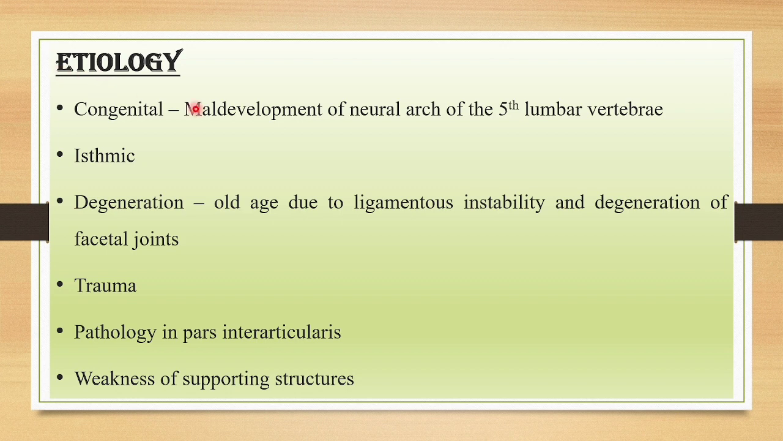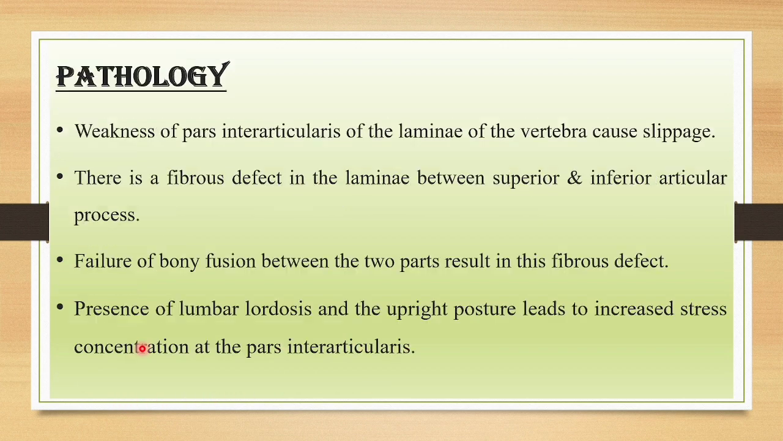So coming to the etiology, it may be either congenital, that is maldevelopment of the neural arch of the fifth lumbar vertebra, isthmic cause, or degeneration in old age due to ligamentous instability and degeneration of the facet joints, or it may occur due to trauma or any pathology in the pars interarticularis, that is any pars interarticularis defect, and weakness of supporting structures.